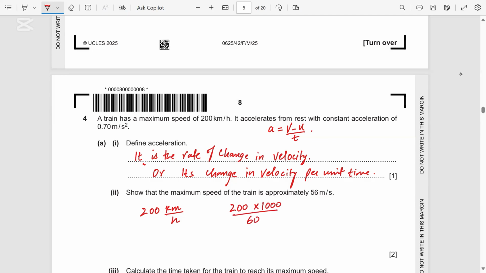There are 60 minutes in 1 hour, and there are 60 seconds in 1 minute. So 60 into 60. So this is going to be 200 into 1000 over 3600. The answer is approximately 55.5, but the answer approximately is 56 meters per second.